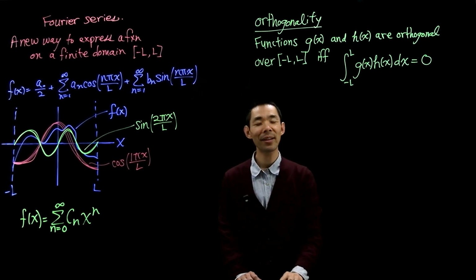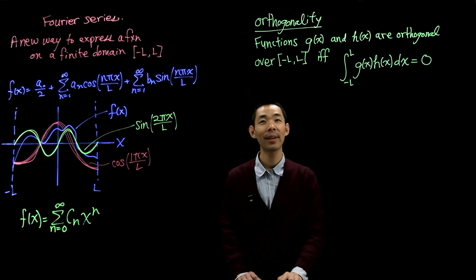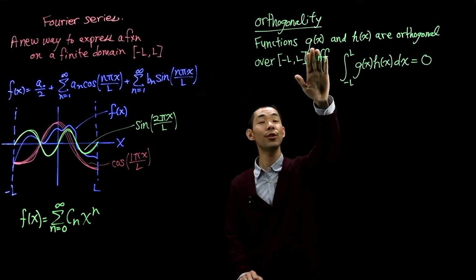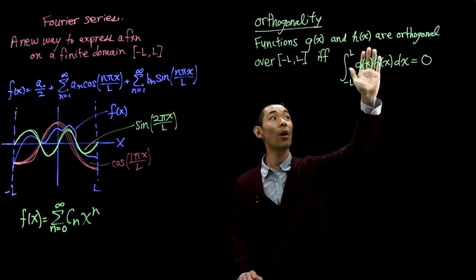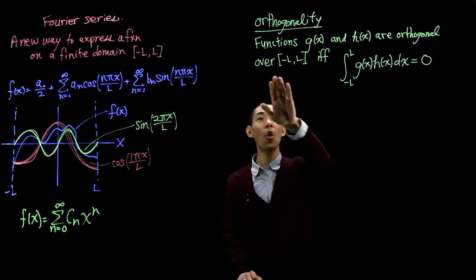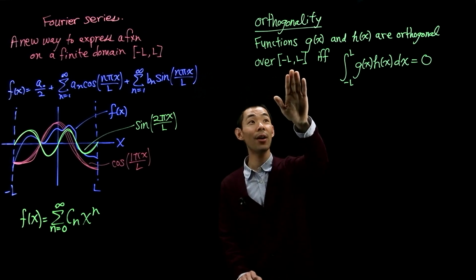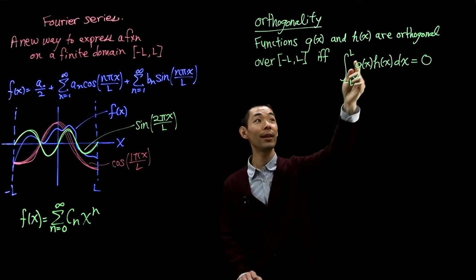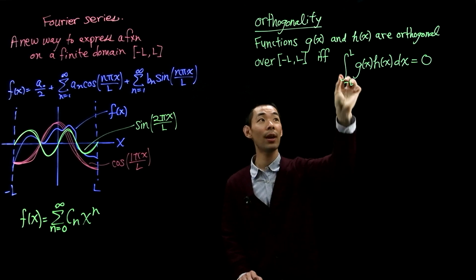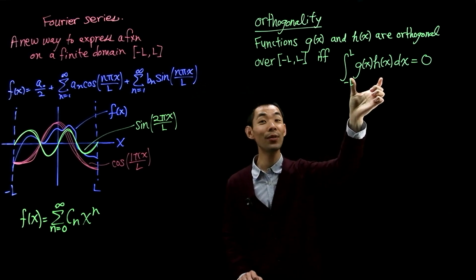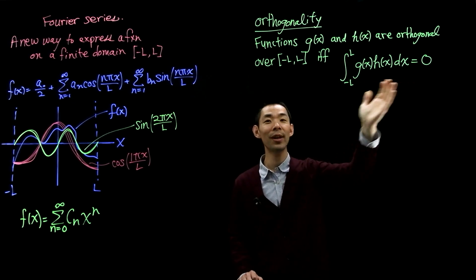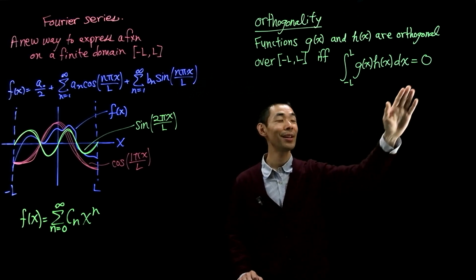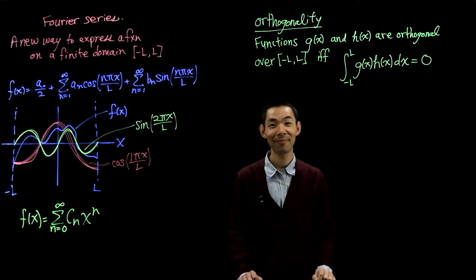Okay, the concept of orthogonality says that two functions, g of x and h of x, are orthogonal over the domain negative L to L if and only if the integral from negative L to L of the product of those two functions, integrated over the area under the curve, is equal to 0. This is the definition of orthogonality.